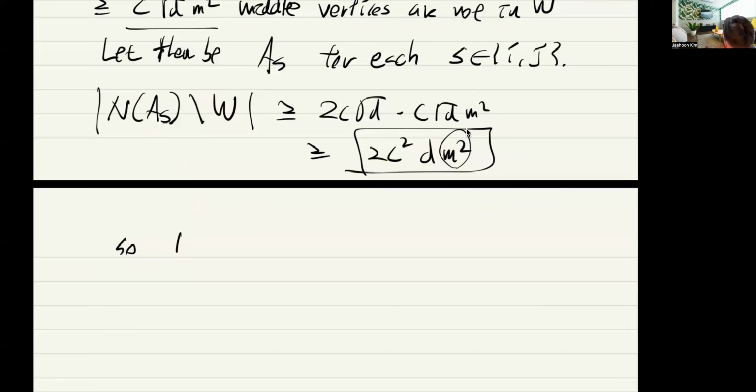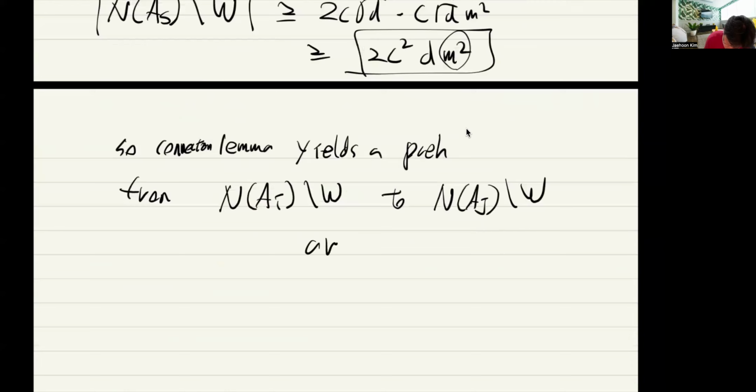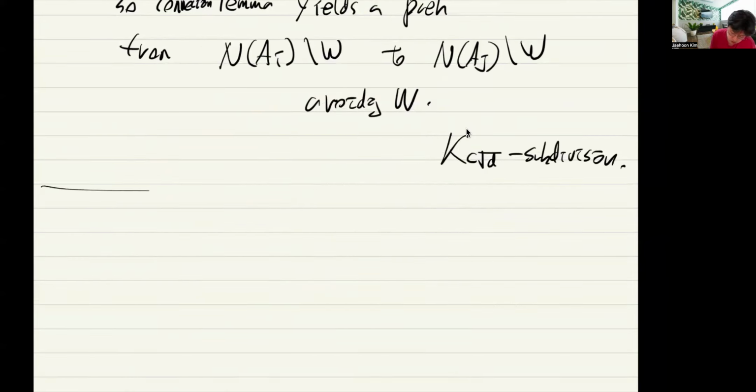Again, here, the m exponent is 1, the exponent is 2. So the connection lemma gives a path from here, say this is I, to N(A_J) avoiding W. So you can do that until you find the desired K_{c square root of d} subdivision. Okay, so that's concluding the proof.